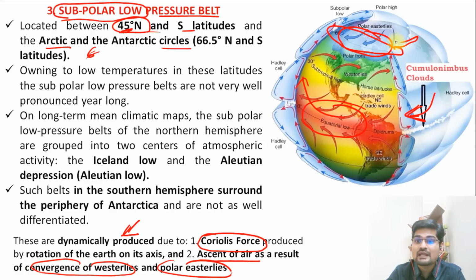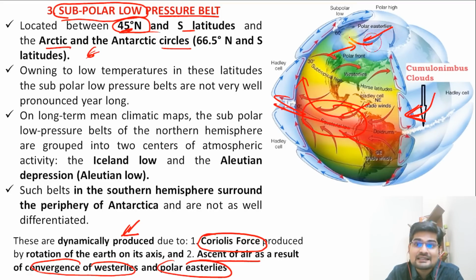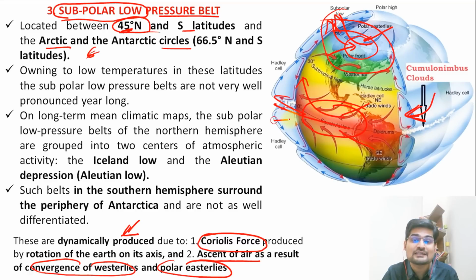So remember what happens here again, like in the equatorial zone, what happened? Trade winds met and pushed upwards. Here westerlies and easterlies meet and then they go upward. So that is the reason why there is a low pressure. But this low pressure is rather a dynamic low pressure or mechanical low pressure rather than the insolation based low pressure on the equatorial zone. So that is for the clarification.